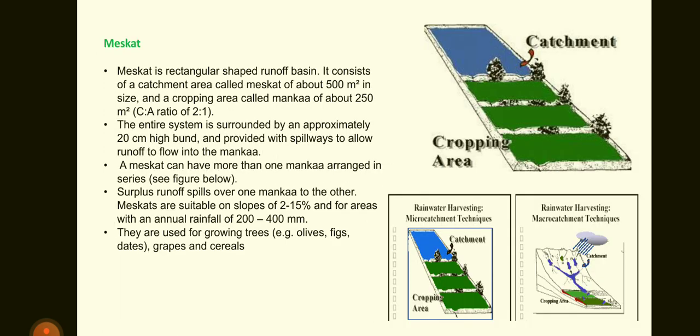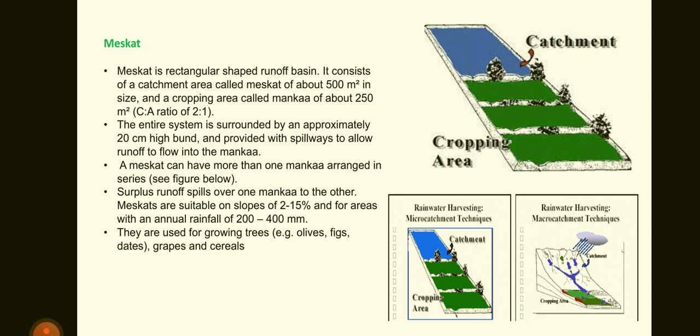Meskat. So Meskat are rectangular-shaped runoff basins. It consists of the catchment area, called the Meskat, of about 500 square meters in size, and the cropping areas, called the Manka, of about 250 square meters in size. The entire system is surrounded by an approximately 20 centimeter high bund and provided with spillways to allow the runoff to flow into the Manka. The Meskat can have more than one Manka arranged in series. Surplus runoff spills over from one Manka to the other.